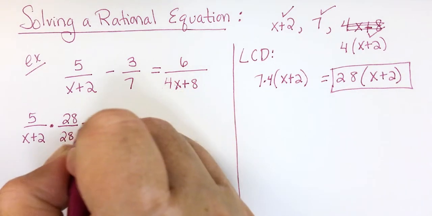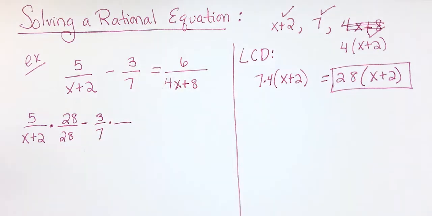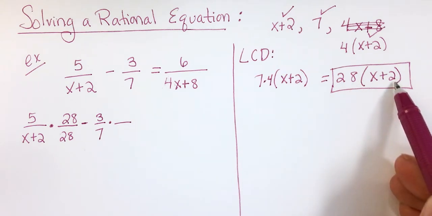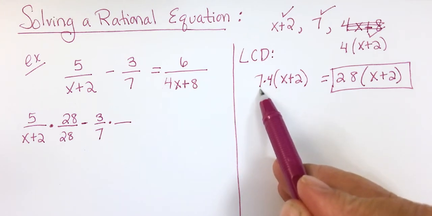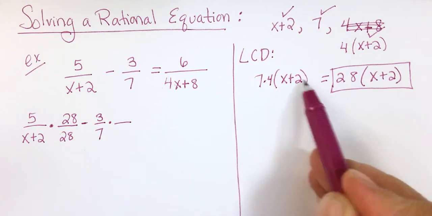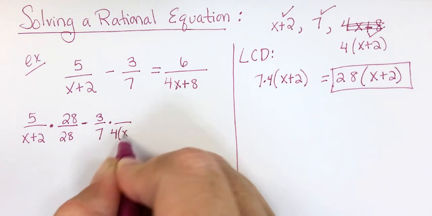So minus 3 over 7. And now we're thinking to ourselves, what does this need? It already has a 7. What do I need to multiply that 7 by in order to get this 28 times x plus 2? Sometimes it's easier to look at the factored form of this LCD. So if it already has the 7, it's missing the 4 times x plus 2. So this 4 times x plus 2 is what I'm going to put in the denominator.